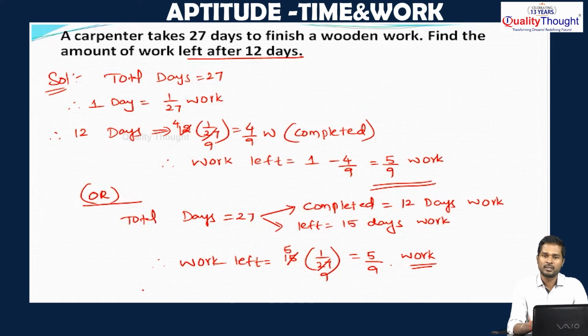In the second method, we directly took the total 27 days, in which he already completed 12 days work, which means still 15 days work is left. So 15 into 1 day work, that is 1 by 27, 3 5s are 15, 3 9s are 27. So 5 by 9 of the work is left in this case.